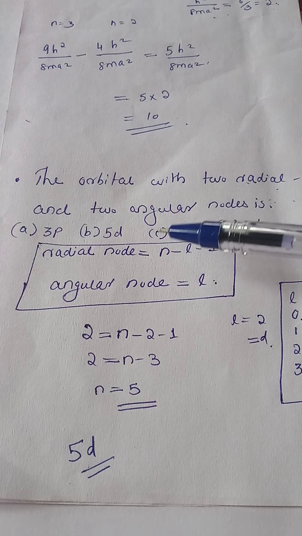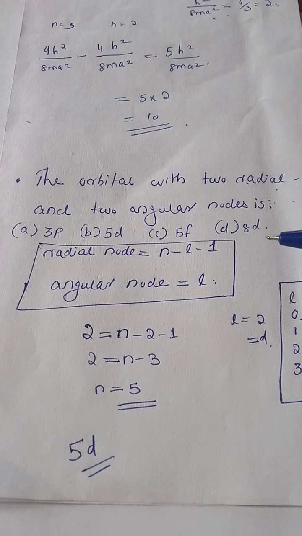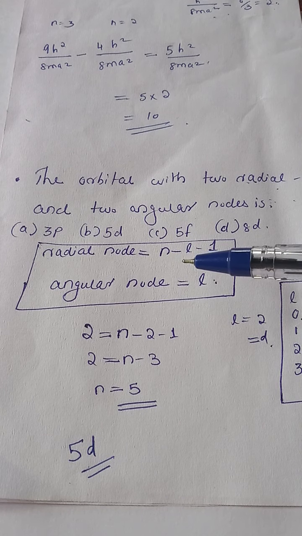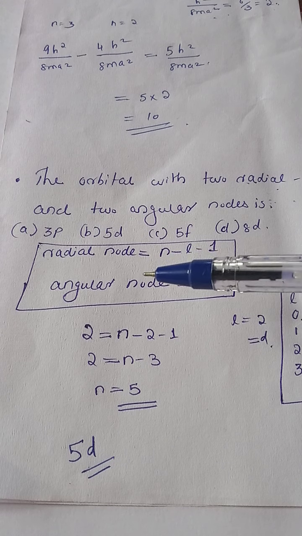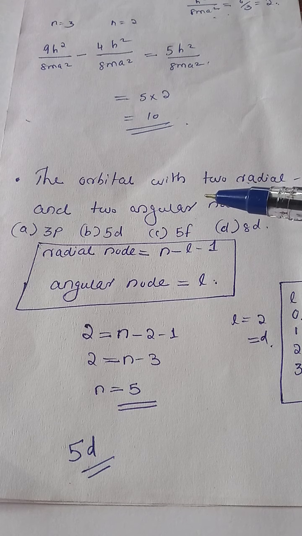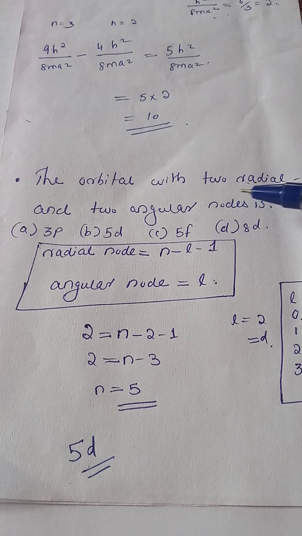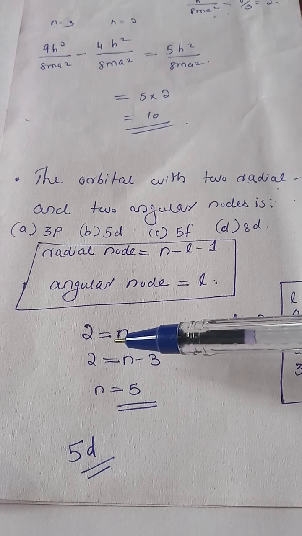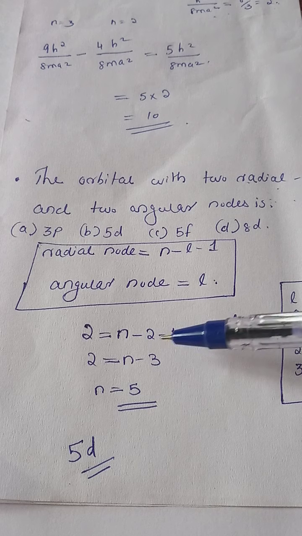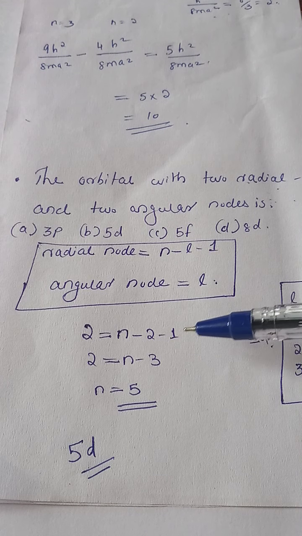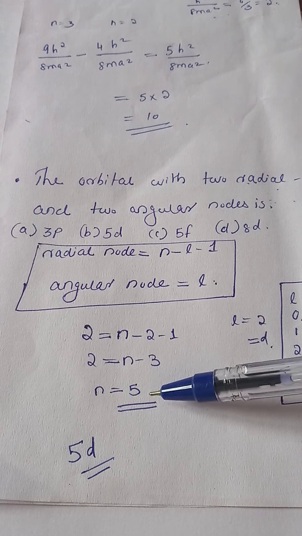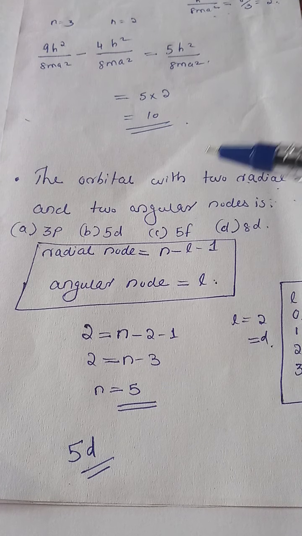If we check the options, we have 5d and 8d. So next we want to find out the value of n. For finding the value of n, we use the radial node equation. In the question they have given 2 radial nodes. So 2 is equal to n minus l, which is 2 as we already know, minus 1. 2 is equal to n minus 3, so n is equal to 5. So our orbital is 5d.